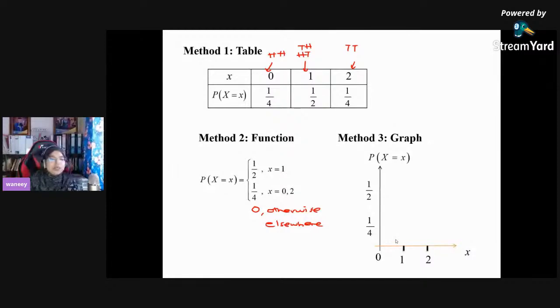And then of course you can draw the vertical line. So this is the probability distribution graph. So that is the reason why we are having some vertical lines. Okay, so when x equal to 0, the answer is 1 over 4. So that is the vertical line. When x equal to 1, the answer is 1 over 2. So that is the vertical line. And then when x equal to 2, the answer is 1 over 4. So that is the vertical line.